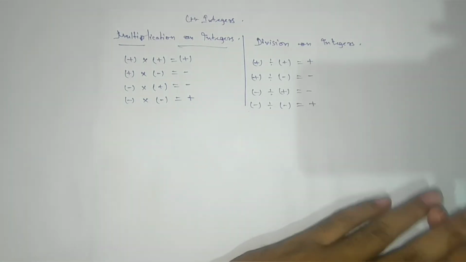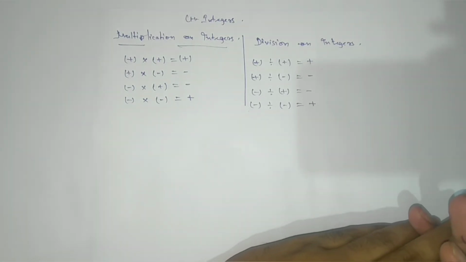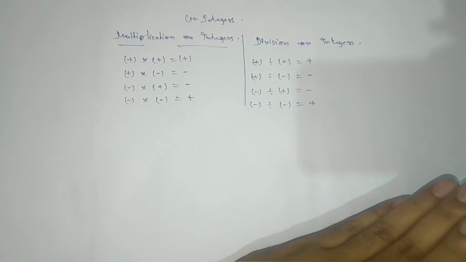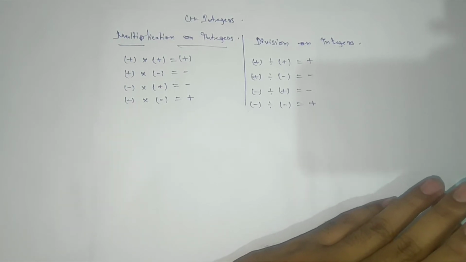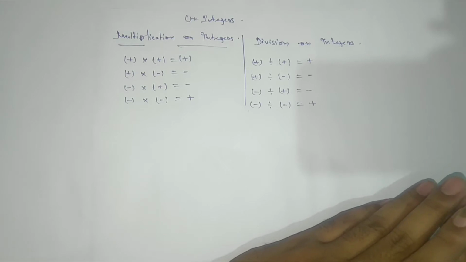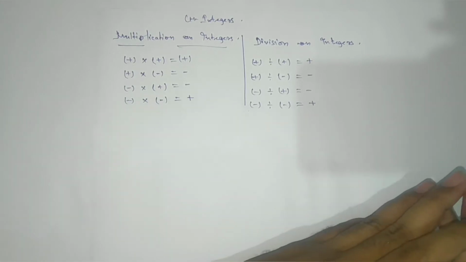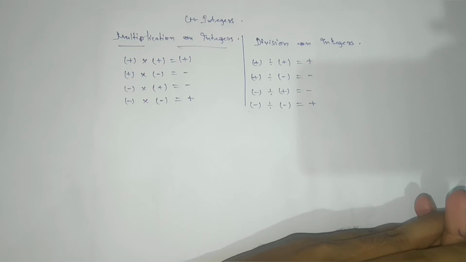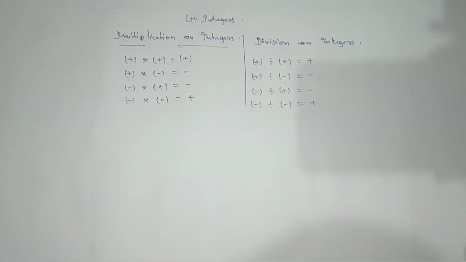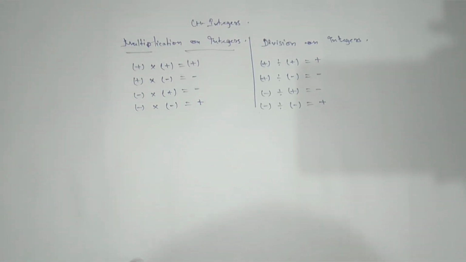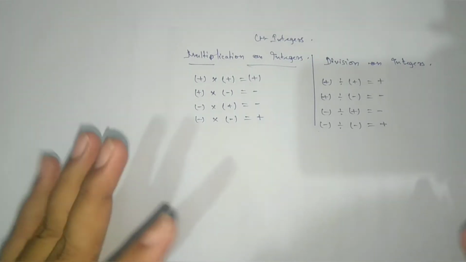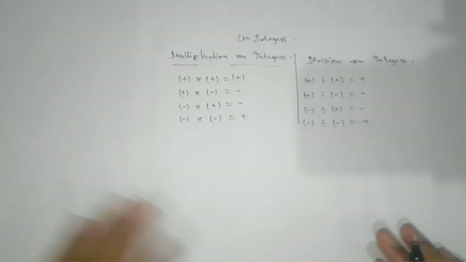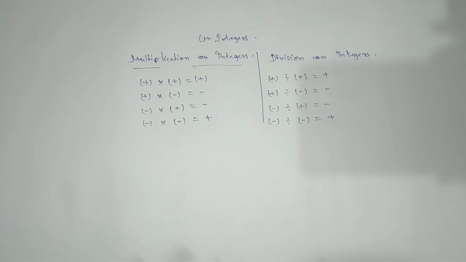In short, if an even number of the same symbol is there, the result will be plus. Like if minus repeats 2 times, then it will be plus. If minus repeats 3 times, then it will be minus. If minus repeats 4 times, that is an even number, so it means plus. Let's first understand this statement, and then we'll enter into our general statement.